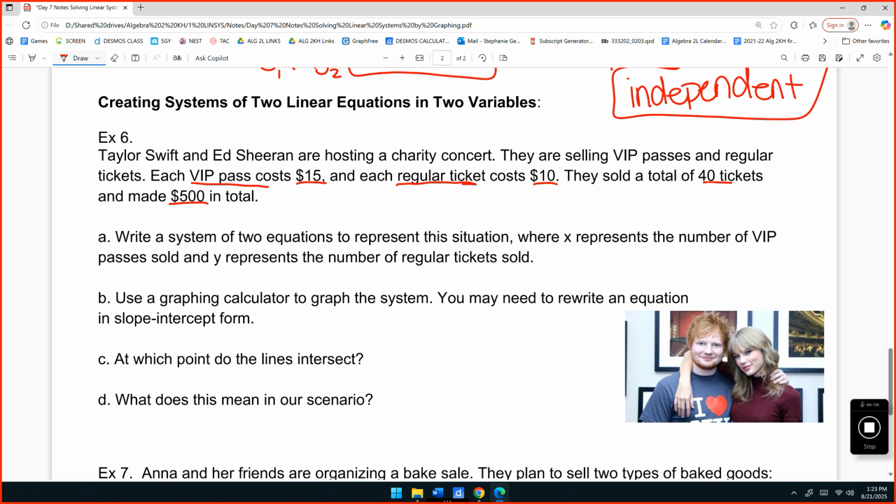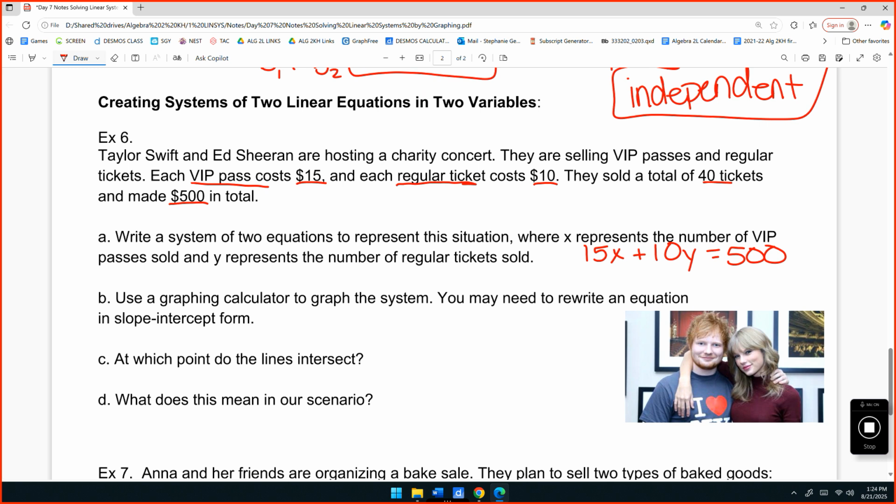Write a system of 2 equations to represent this situation where x is the number of VIP passes and y is the number of regular tickets. So we need 2 equations. VIP passes are $15 each, so 15x. And then regular tickets, the number of them is y, and they cost $10 each, so 10y. And that is going to equal how much money? 500. Okay, now we need another equation, so that one is a little bit sneaky.